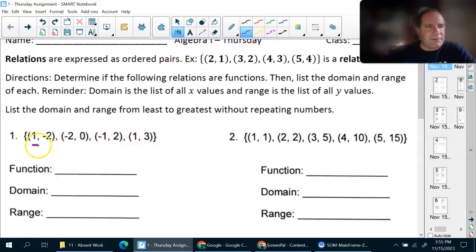Is this a function? First off, we're looking at the x's first. The x does repeat, so we're just going to go like this: x, x, x, and x. The x does repeat. This is not a function.